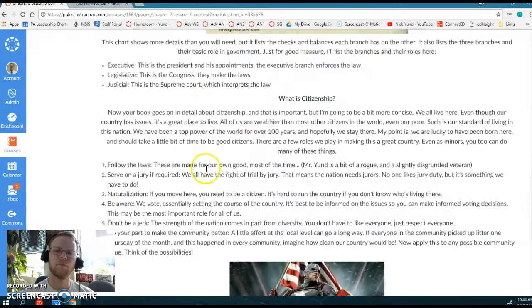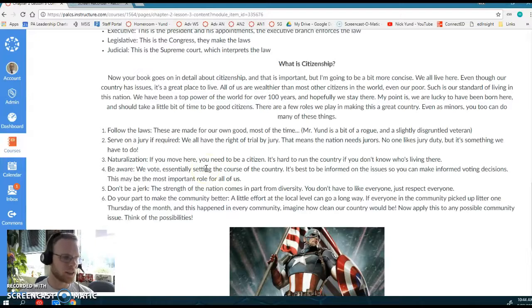They interpret the law. Now let's change gears. That's Government 101. Let's talk about citizenship. Now your book goes on in detail about citizenship, and that is important, but I'm going to be a bit more concise. Basically, we all live here, and even though our country has issues, it's a great place to live.